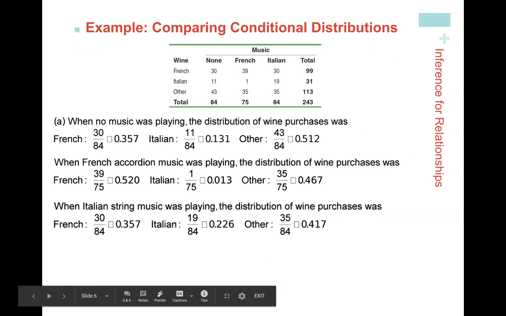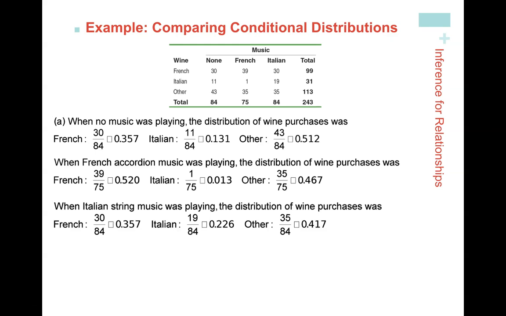Let's first figure out the conditional distributions. When there's no music playing, that's in this column, the 30, 11, and 43. When no music is playing, here's your conditional distribution. Well, 30 out of 84, 11 out of 84, and 43 out of 84. That would be about 35.7%, or 0.357, 0.131, and 0.512. That is the conditional distribution under the condition that no music is being played.